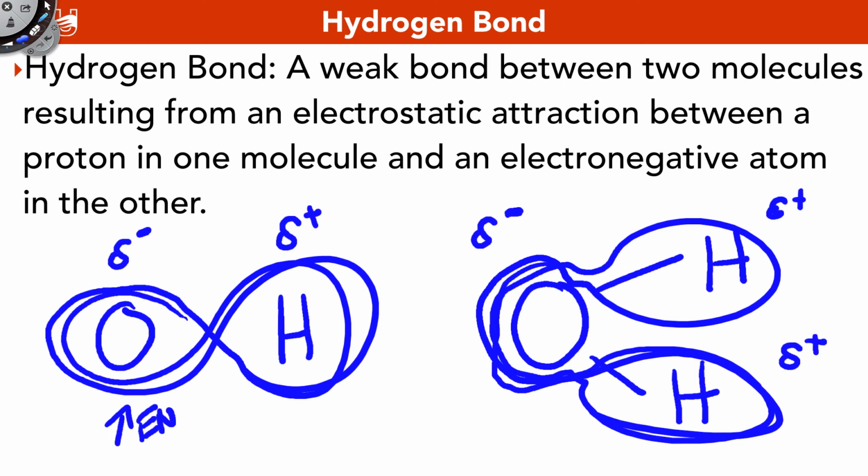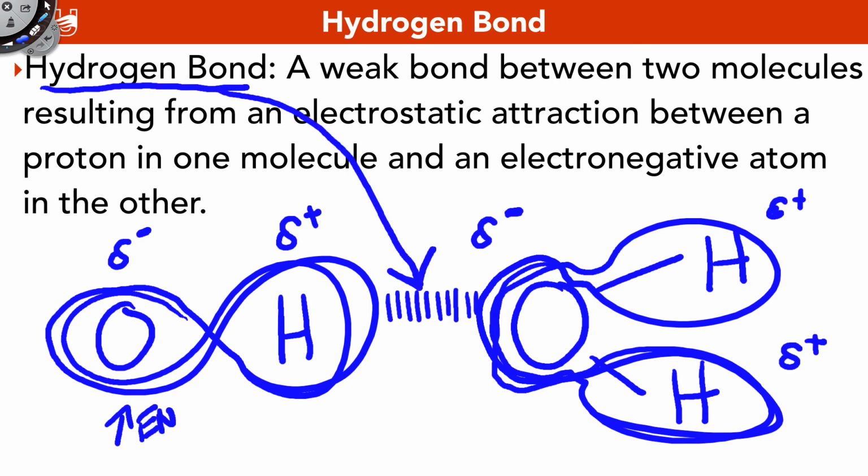Now what do we have here? We have one that has a positive charge here, right, the hydrogen. Over here we have a partial negative charge. When these two interact, and I'm drawing lines to represent a bond, we have a hydrogen bond. So that bond right there is a hydrogen bond. So let me go to the blackboard and describe this a little bit better for you.